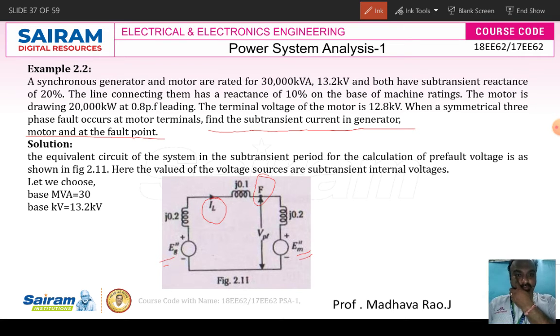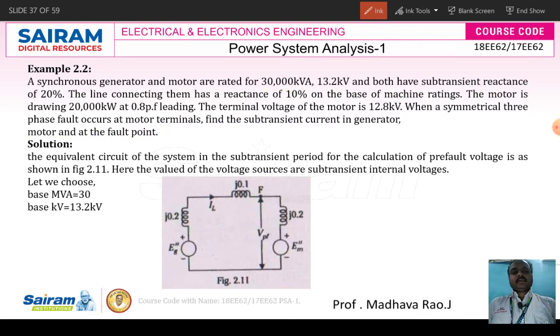Before solving, we have to find out the base values. Here the equivalent circuit of the machine in the subtransient period for the calculation of prefault voltage is shown in the figure. The values of the voltage sources are the subtransient internal voltages. Let us assume the base MVA is 30. The motor and generator rating is 30,000 kVA, which we convert into MVA, so the base MVA is 30. The base kV is also given, so the base voltage is 13.2 kilovolt.